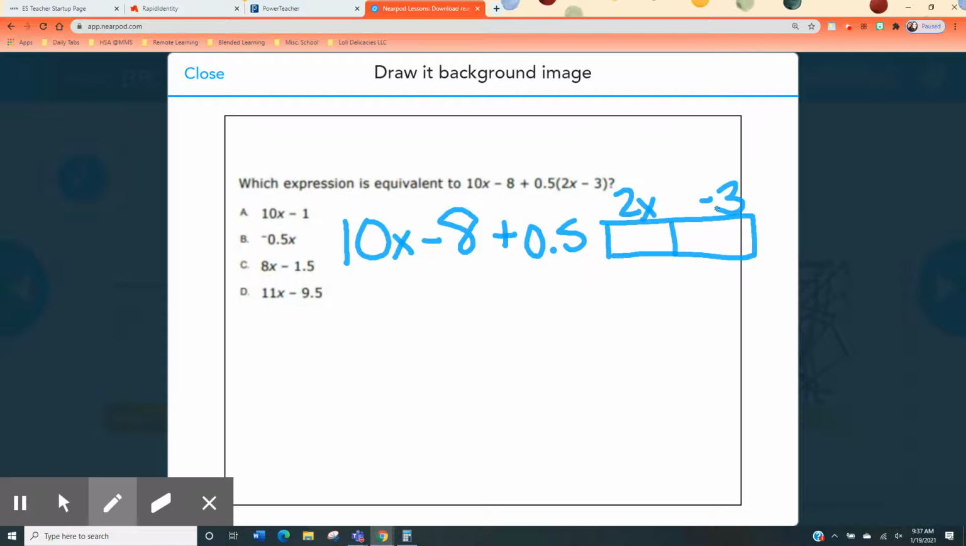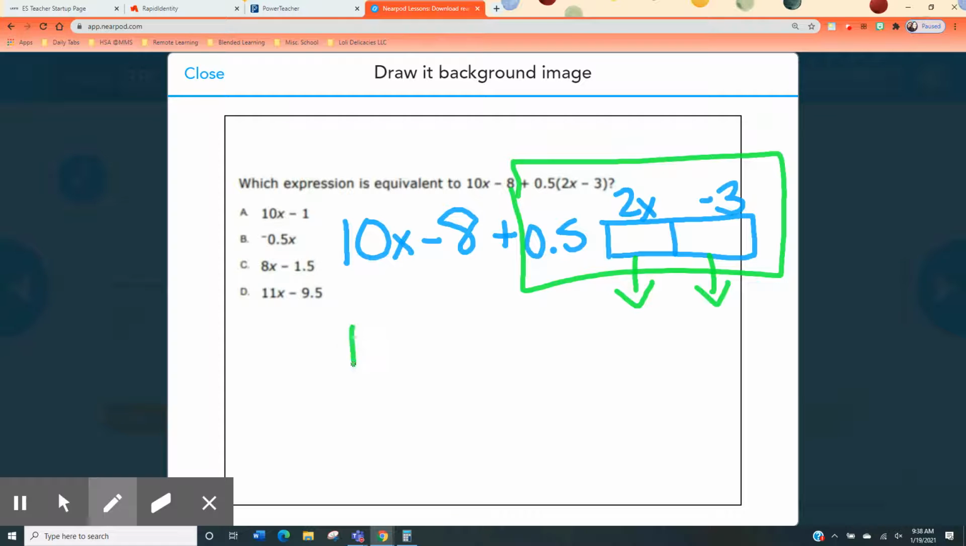So keep in mind, the only thing I'm going to do first is I'm going to take this section right here that I'm putting a box around, and I'm going to multiply. You don't need to put that big green box around it. That's just me showing you. So go ahead and do that first step, multiply, then bring your answers down, and we'll have 10x minus 8, and then what you have from inside the box. So go ahead and take a second to do that part now.